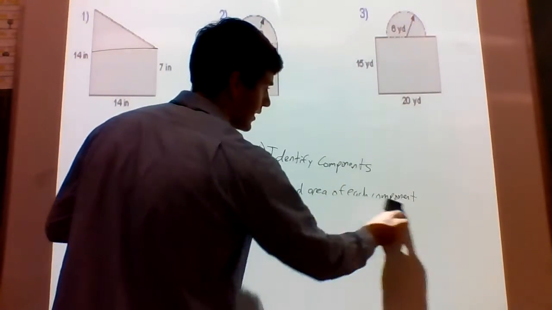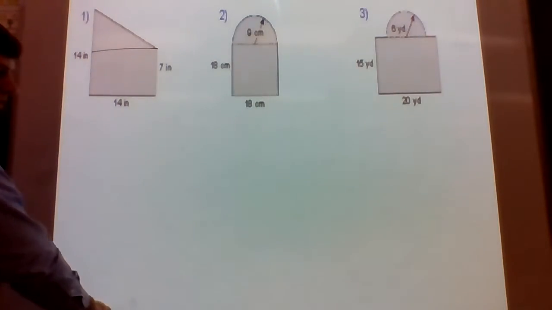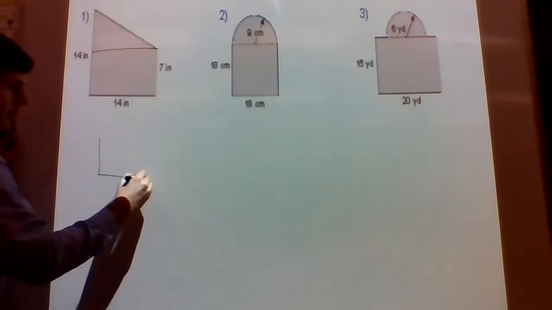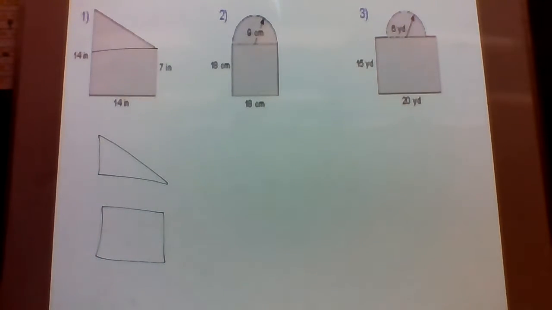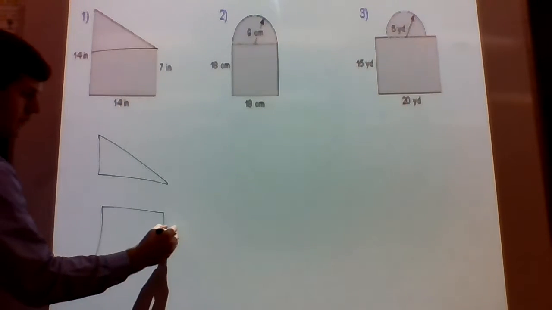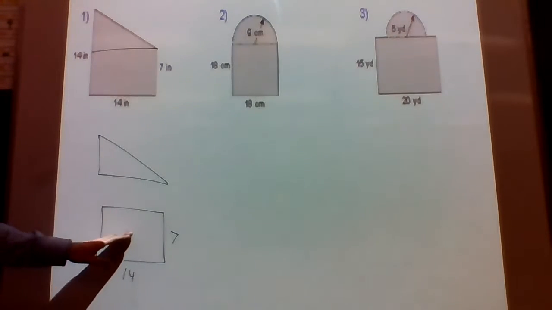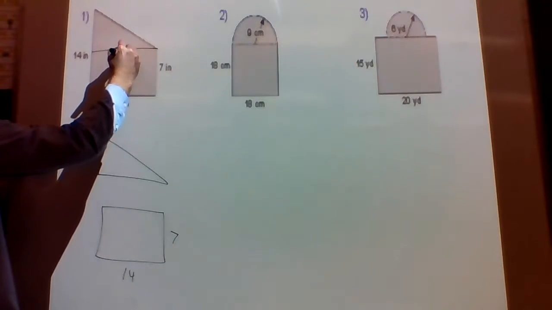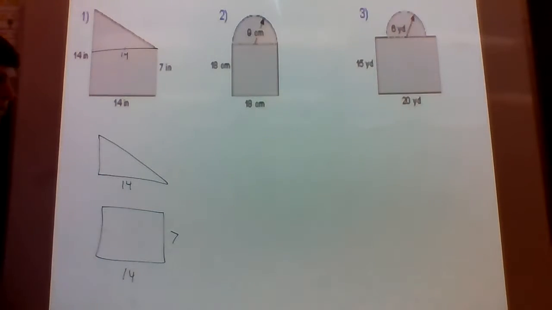So number 1, as we just said, the first step is to identify the components. We have a triangle, and I'm going to draw it separately so we can really see what we're looking at. We have a rectangle. The dimensions of the rectangle are 7 by 14. Since this is a rectangle, opposite sides are the same length, so this side is also 14. That means the base of our triangle is 14.